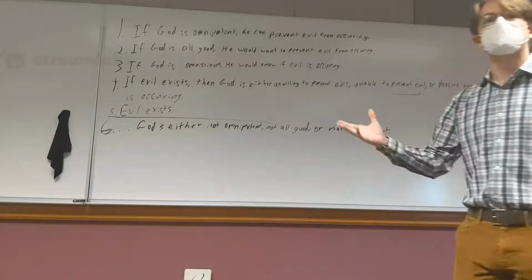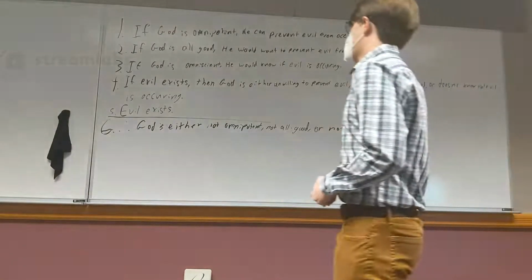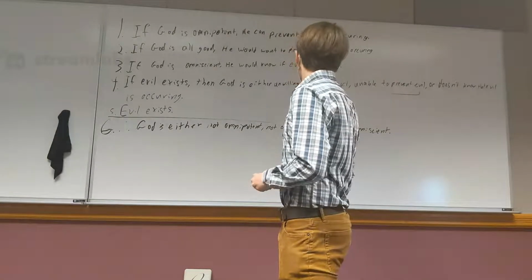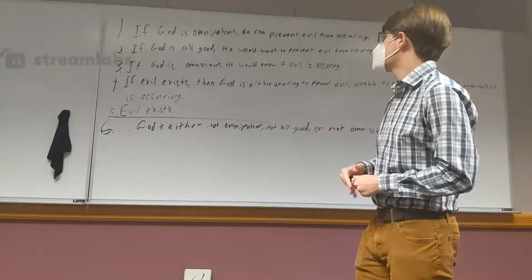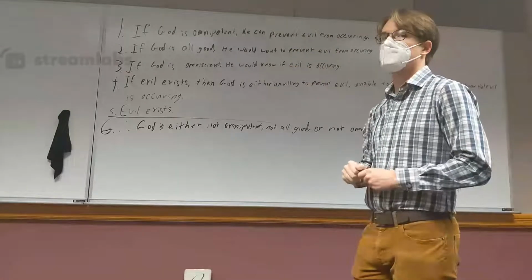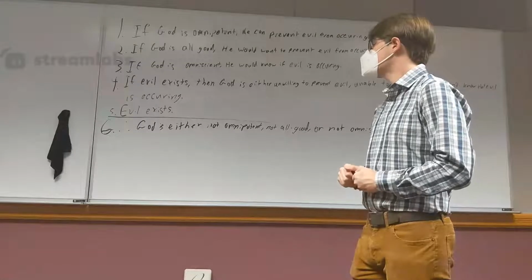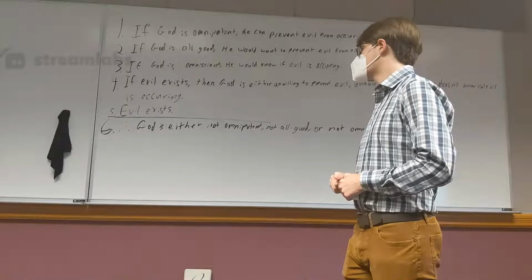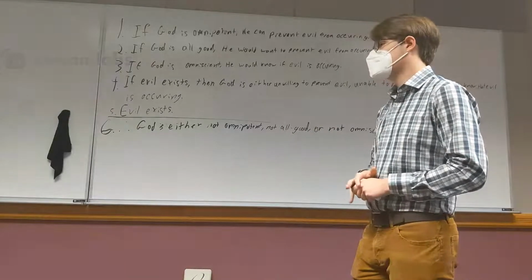So basically, if you know everything, then you know that any one thing is occurring, and so you would know that evil is occurring. And 4 is that if evil exists, then God is either unwilling to prevent evil, unable to prevent evil, or doesn't know that evil is occurring. Based off of those 3 previous ones, that would make sense, right? And number 5 is evil exists. I don't think that's super self-evident, but I think most people would agree that evil exists. And so the conclusion is that God is either not omnipotent, not all good, or not omniscient. Nice, okay, cool.